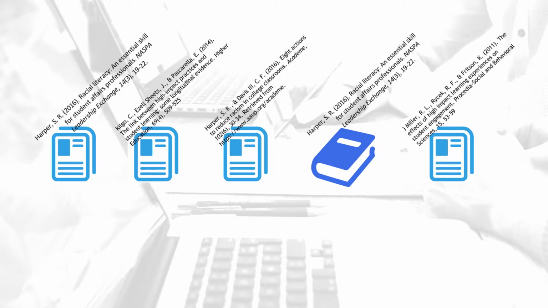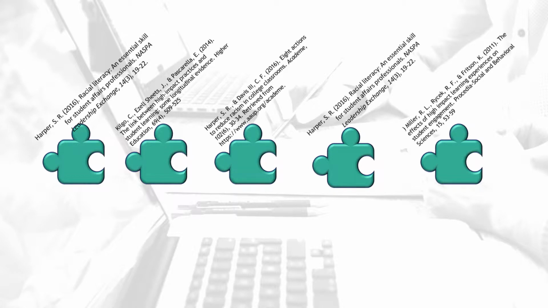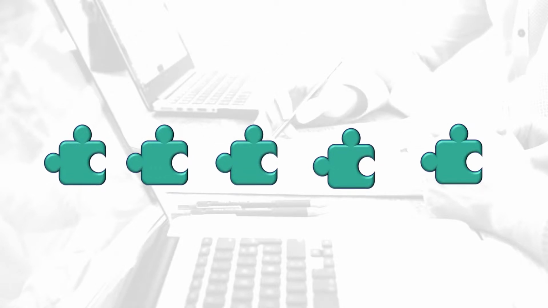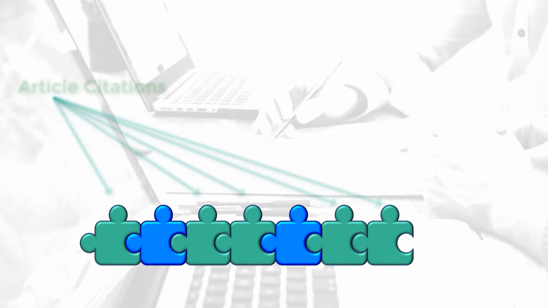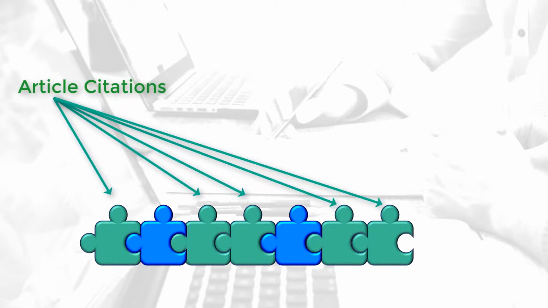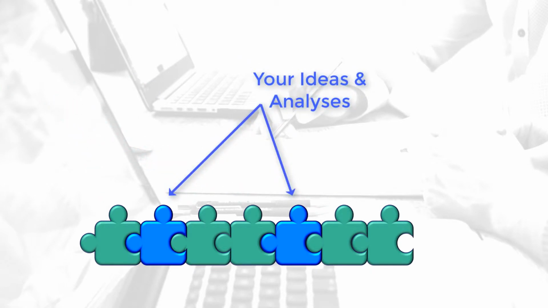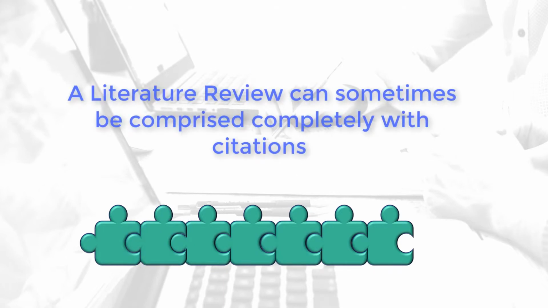A literature review is heavily comprised of directly quoted or paraphrased concepts from the literature that are called citations. Pretend that these citations are puzzle pieces that comprise your literature review. Sprinkled in with the citations from the literature is your ideas and analyses. In this analogy, you can see that the green pieces are article citations from the literature, and the blue pieces are your analyses. Literature reviews are heavily comprised of citations.